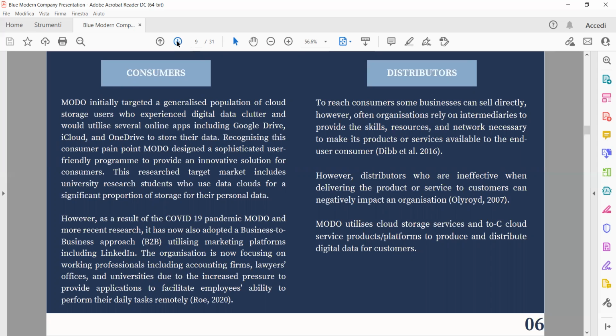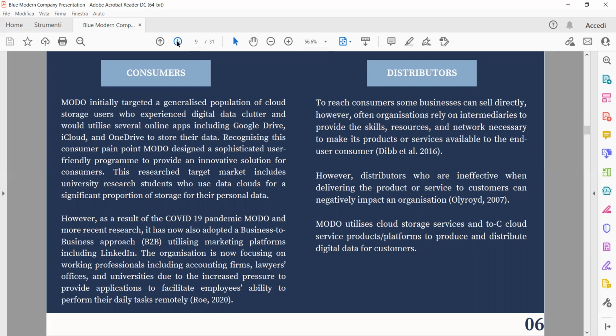MODO initially targeted a generalised population of cloud storage users who experience digital data clutter and would utilise several online apps. Recognising this consumer pain point, MODO designed a sophisticated, user-friendly programme to provide an innovative solution for consumers, including university research students who use data clouds for storage of their personal data.